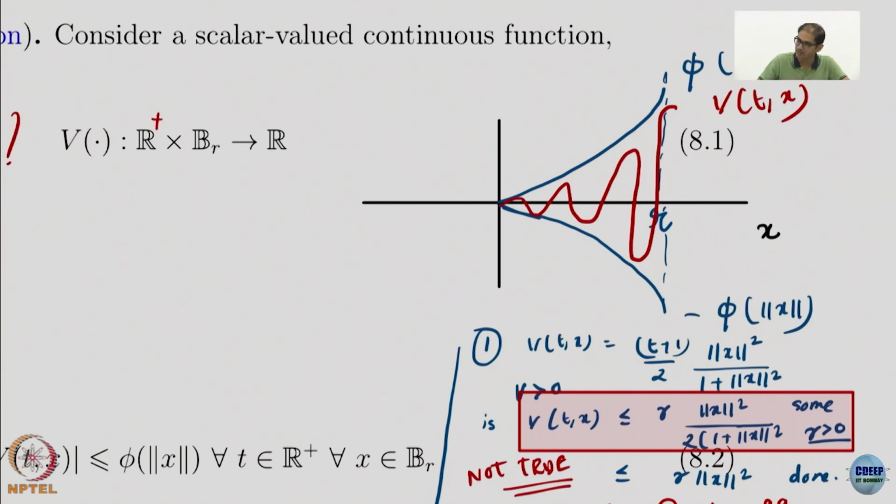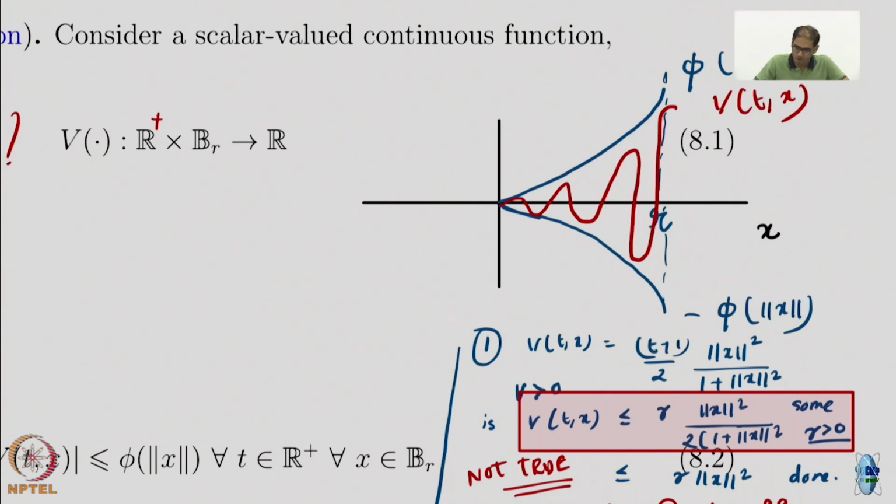Until now for positive definiteness you wanted this to be greater than some class K function, which it is, because if t is non-negative, then this is greater than or equal to norm x square divided by 1 plus norm x square, and that is a class K function. So it is positive definite, or you can even verify positive definiteness via the easy test, no difference.